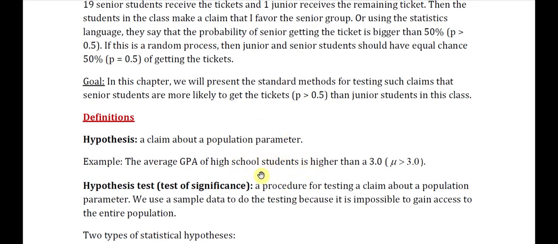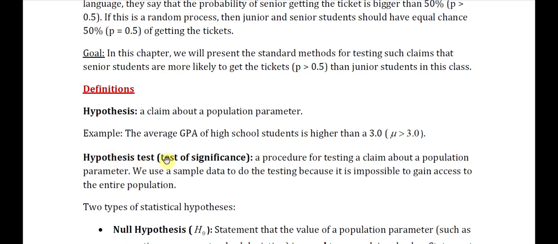This is the claim, and in this chapter we are learning how to reject or not reject the claim. The next term is the hypothesis test, or the test of significance. This is just a procedure for testing a claim about a population parameter, and we usually use sample data. We collect some sample data and then do the testing, because there's no way you can gain access to the entire population. We cannot get all the information from the entire population, which is why we only use the sample data.